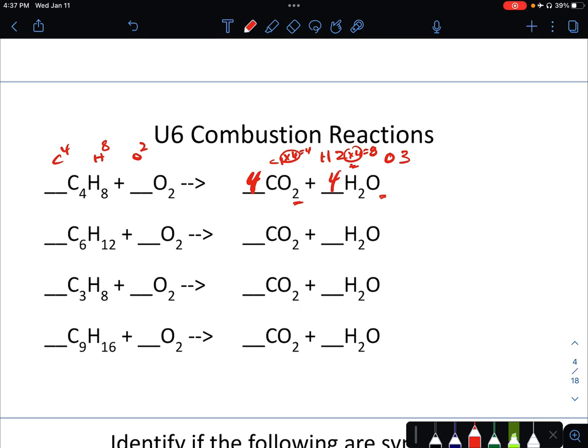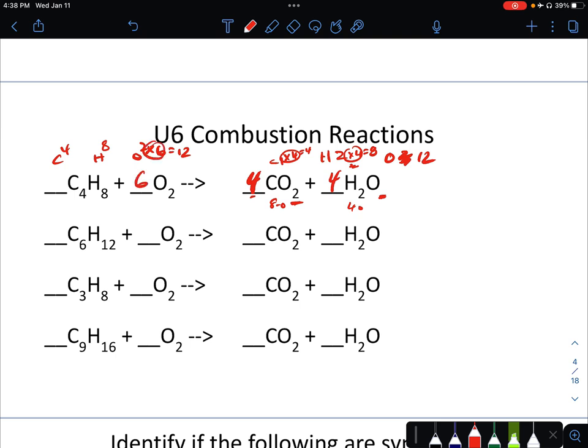Now to look at my oxygens. I've got 2 there times 4, so 8 O's there. Here I have 1 times 4, so 4 O's there. That's 12 O's altogether. Times 6 here equals 12, so I'm going to write my 6 right there.